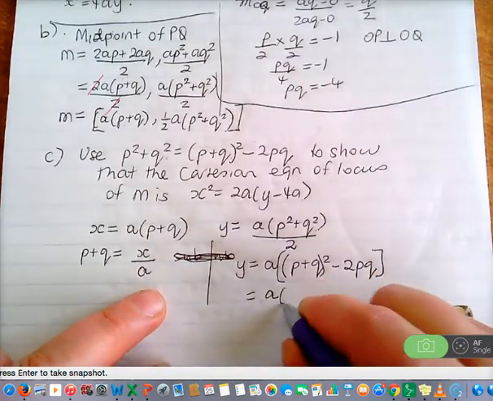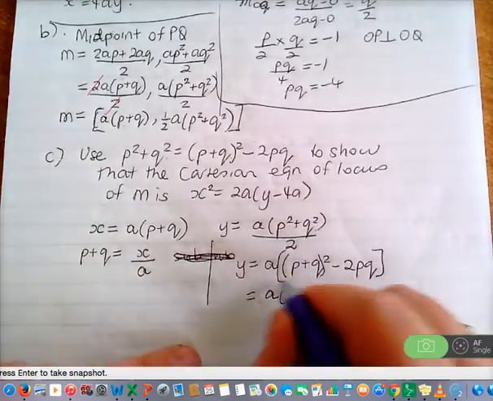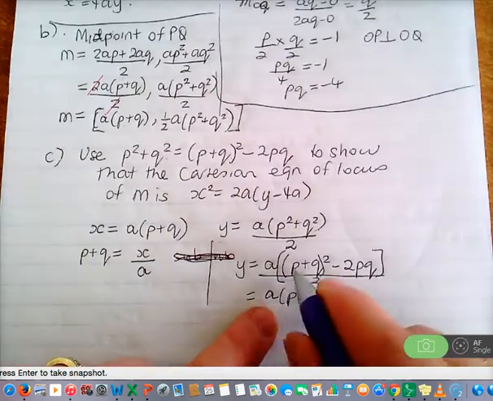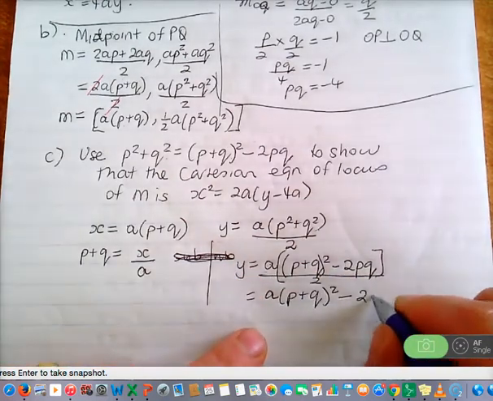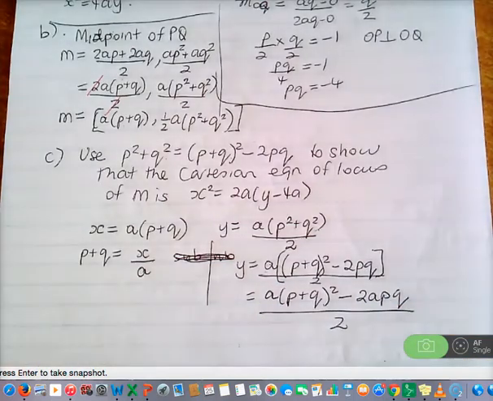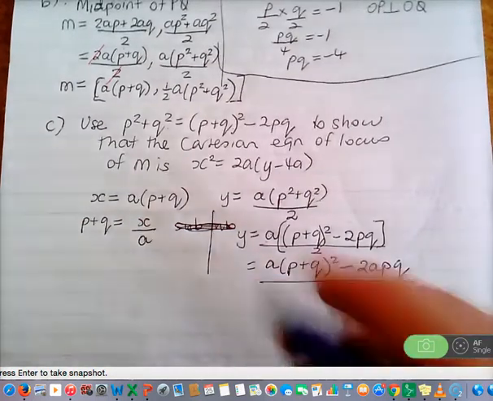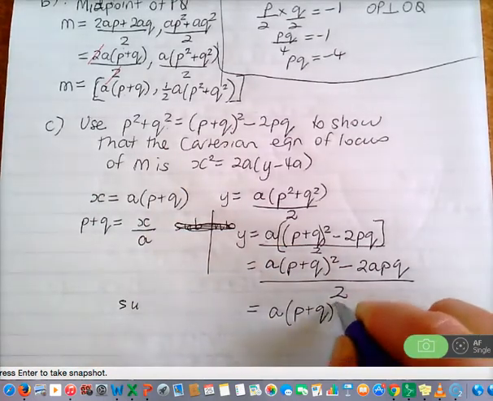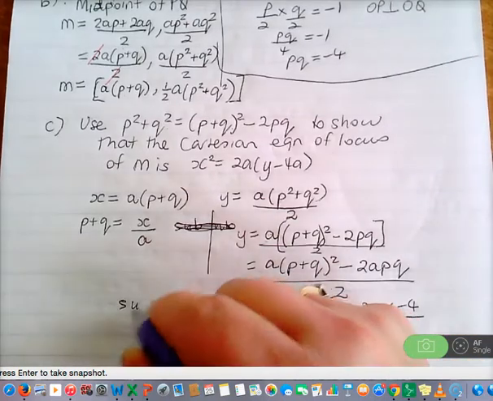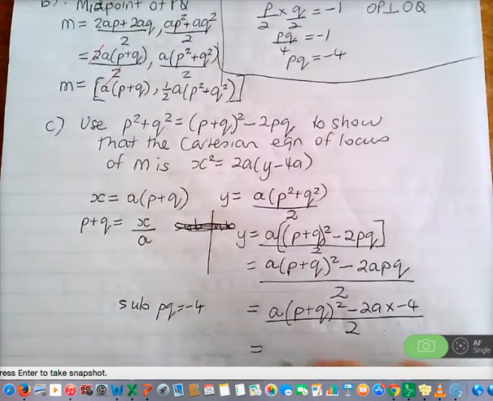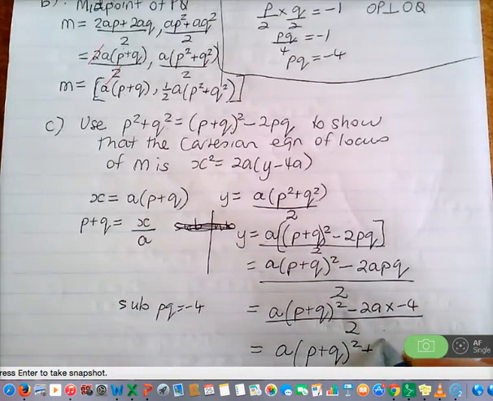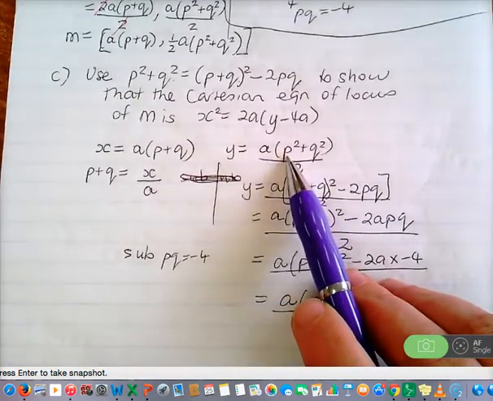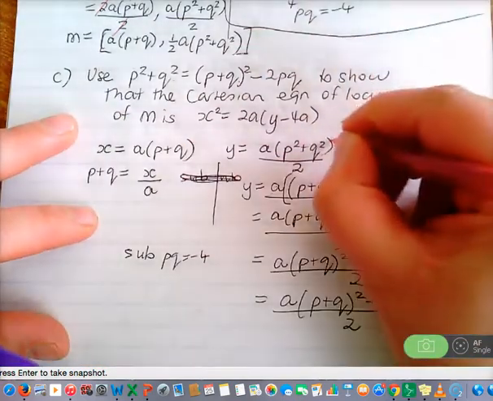So we've got A bracket P plus Q squared, and over 2. We replaced all of that P squared plus Q squared with that. So we've got A times P plus Q squared minus 2APQ over 2. That's what Y is. Now, let's sub PQ is negative 4, which is A, P plus Q squared minus 2A times negative 4 over 2. And we get A, P plus Q squared plus 8A over 2. A times whatever P squared plus Q squared was. So I've replaced this with that.